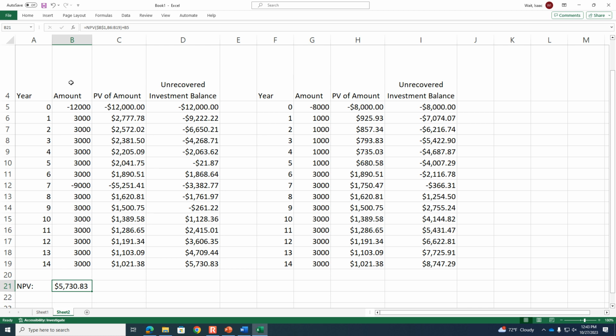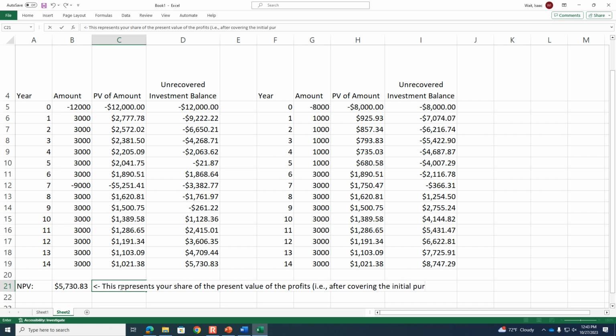So what this NPV answers is what is the present value of your share of the profits after covering the borrowing costs. So this represents your share of the present value of the profits. In other words, after covering the initial purchase price and the interest payments.